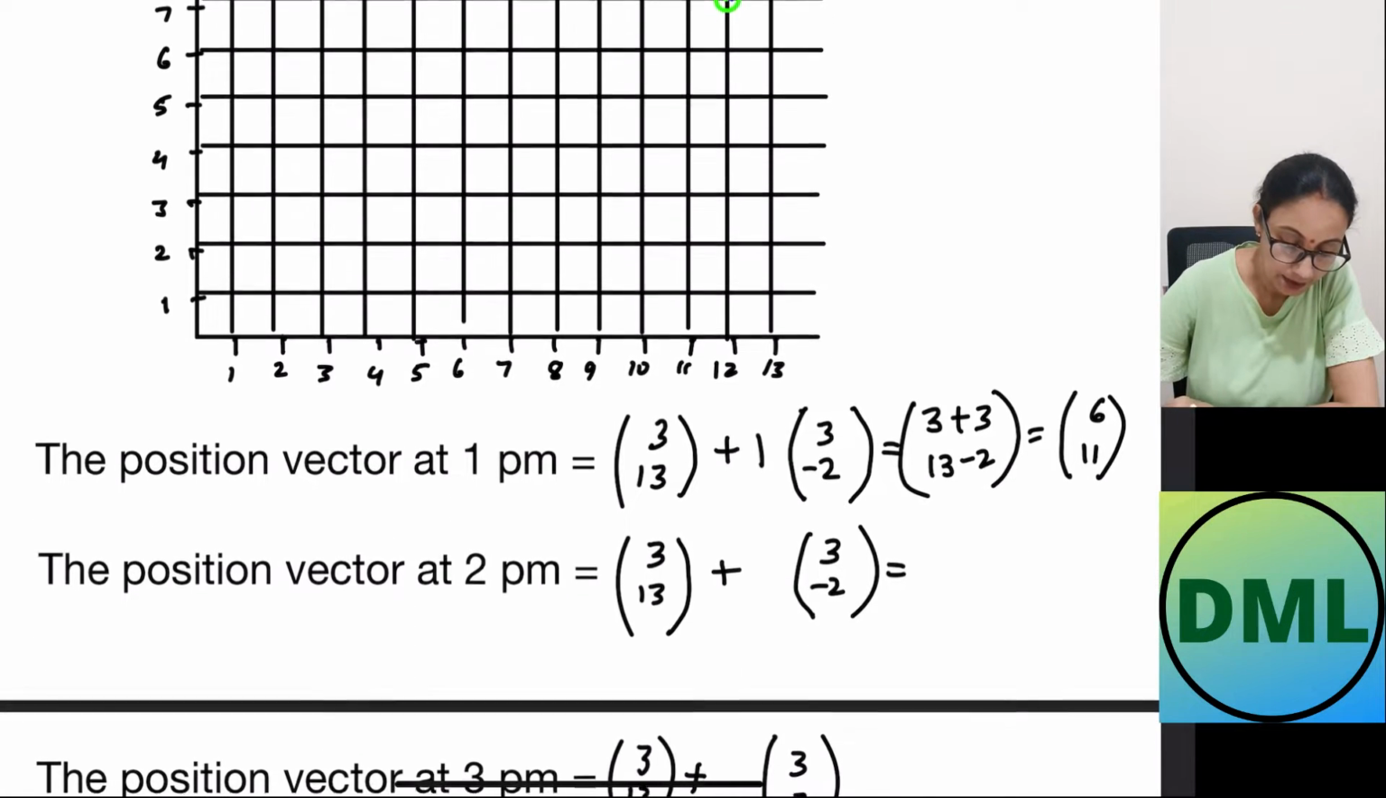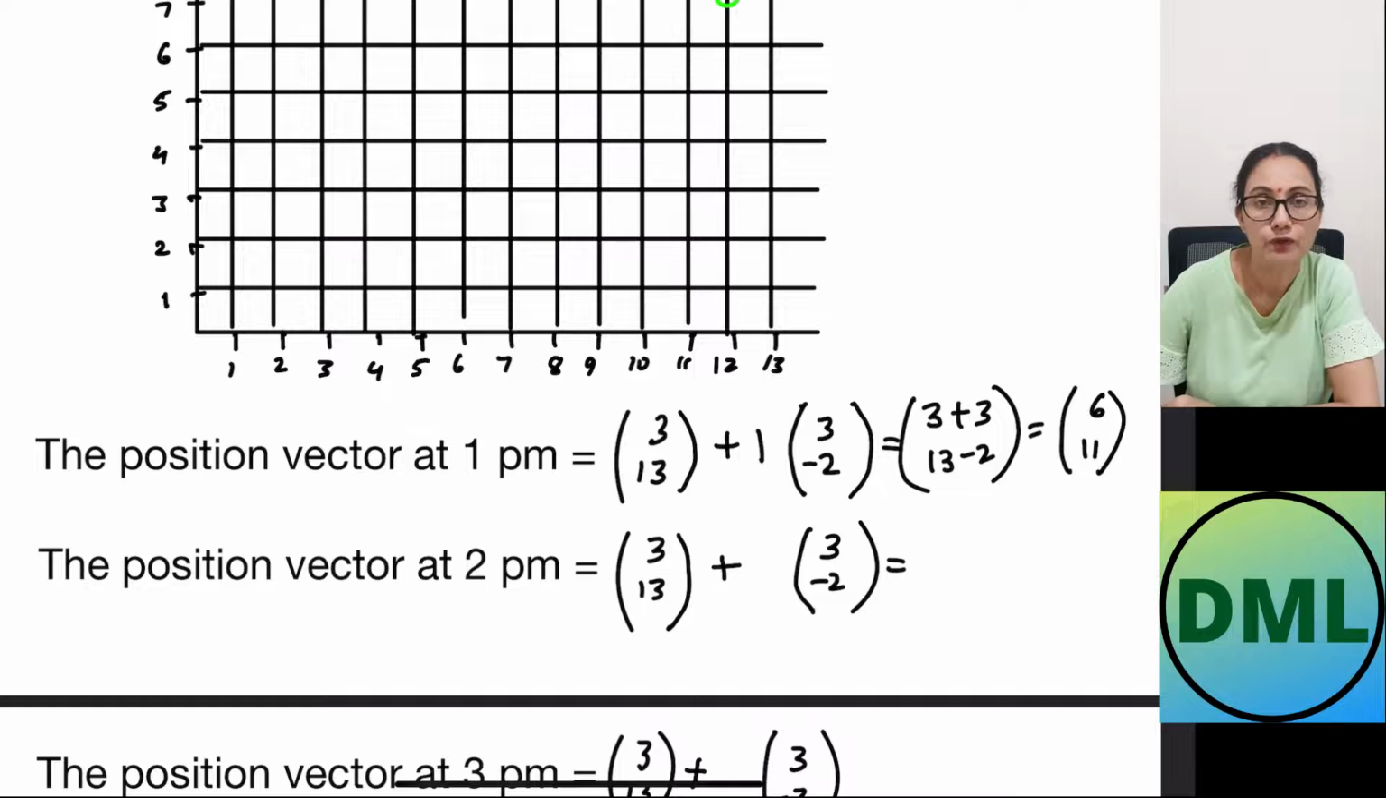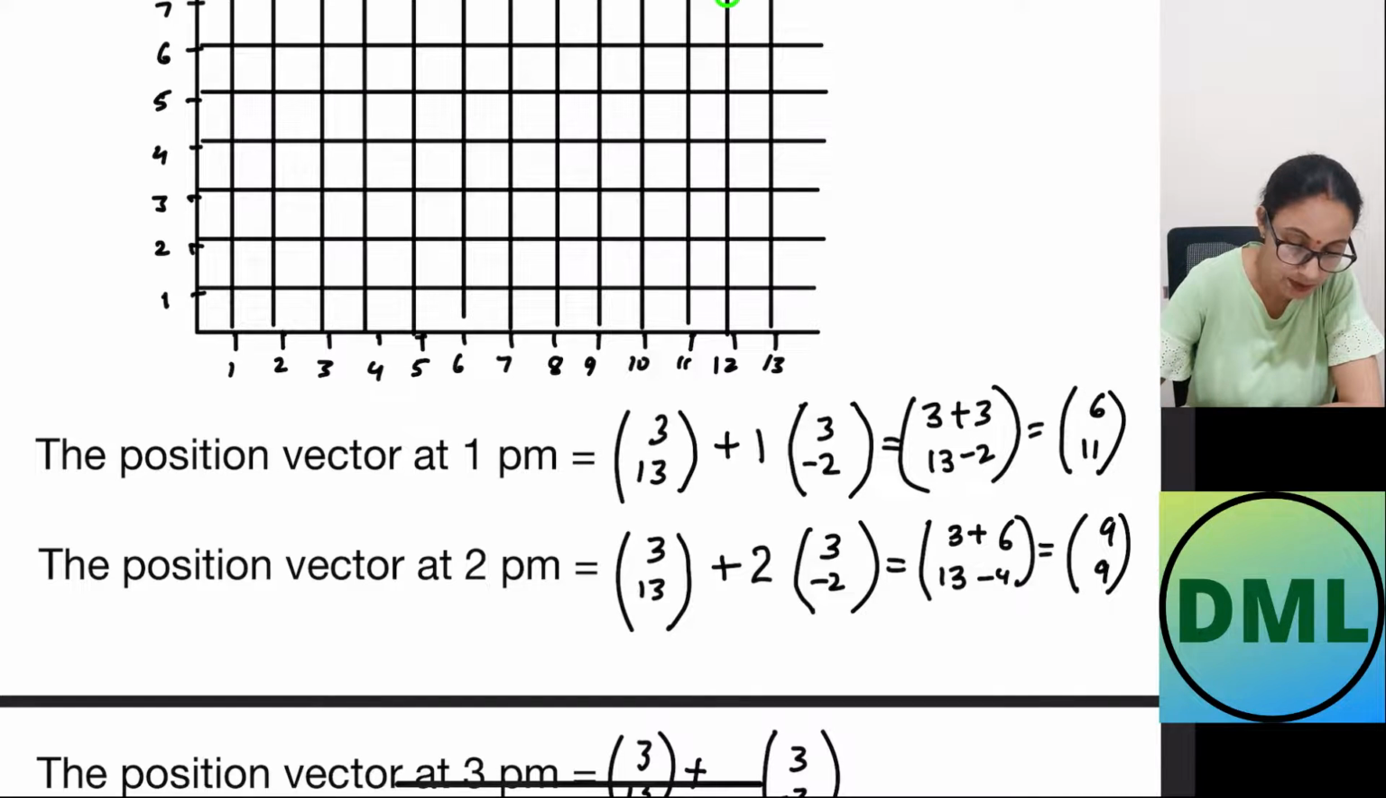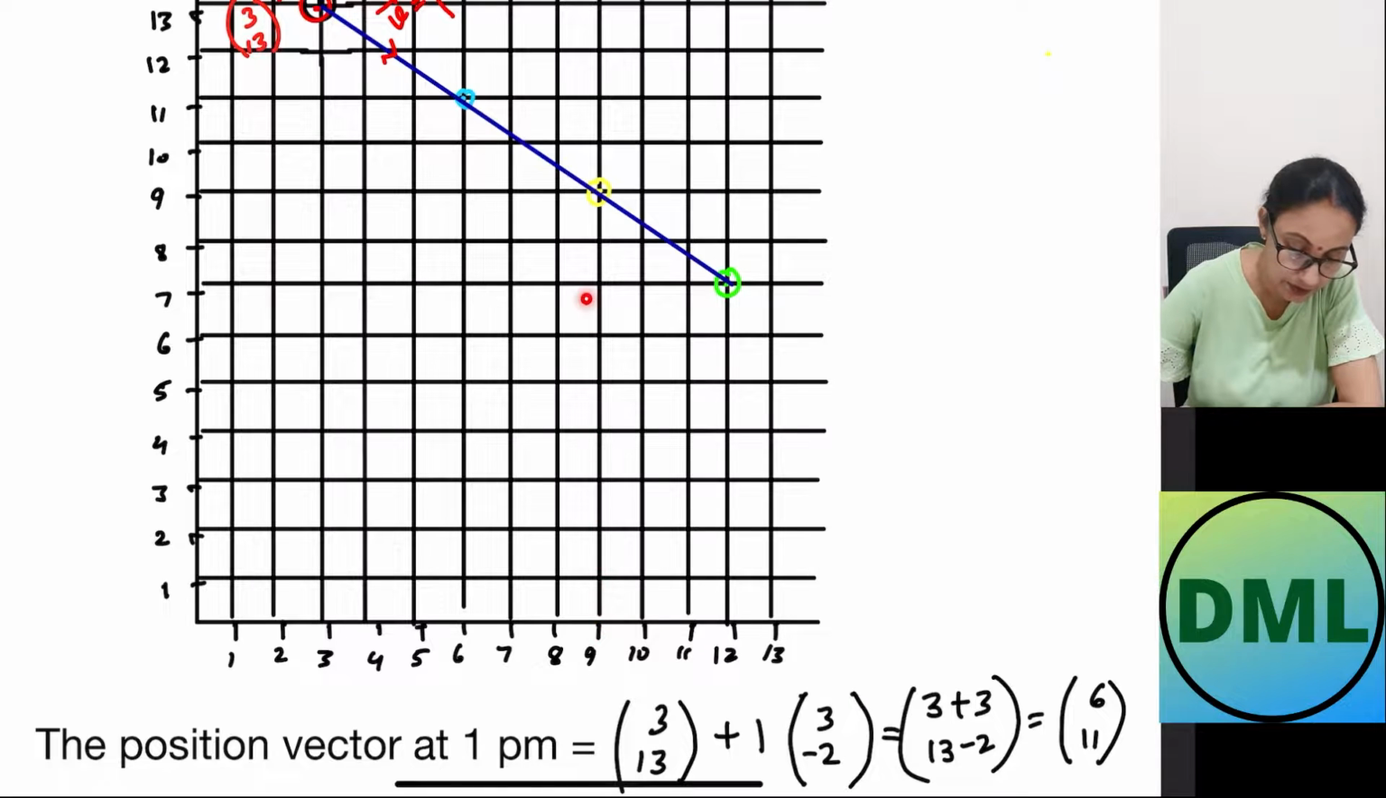Now the position vector at 2 pm. From 12 hours to 2 pm, you are covering 2 hours. This is the initial position. This is the velocity vector. And with this velocity, you are moving for 2 hours, so that should be multiplied by 2. If you solve it here, that will be equal to 3 plus 6 and 13 minus 4. So if you solve it, that will be (9, 9). As you can see here, we have reached (9, 9) after 2 hours.